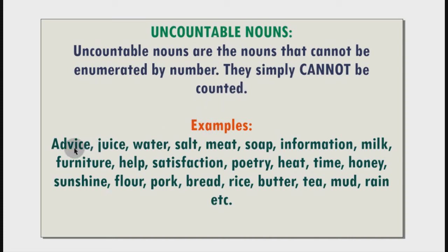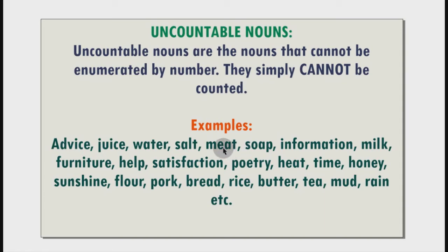Examples of uncountable nouns: advice, juice, water, salt, meat, soap, information, milk, furniture, help, satisfaction, poetry, time, honey, sunshine, flour, pork, bread, rice, butter, tea, mud, rain, etc. If you look at each of these examples that we have written, you would realize that none of them can be counted. And we have to stress this as non-native speakers of the English language.